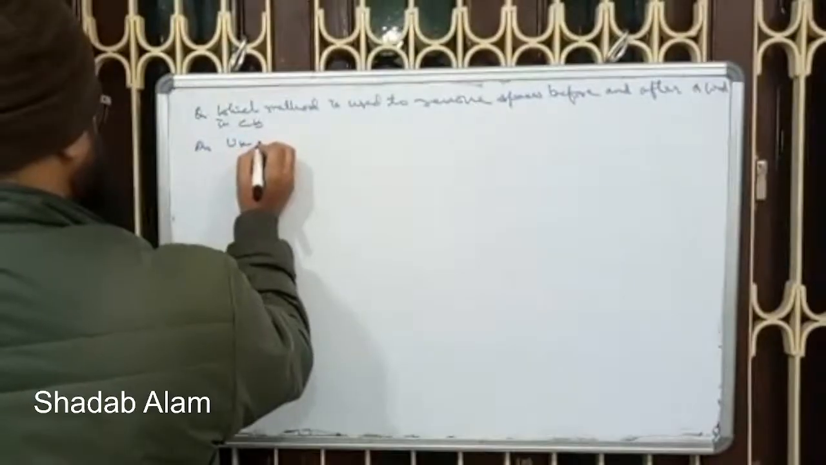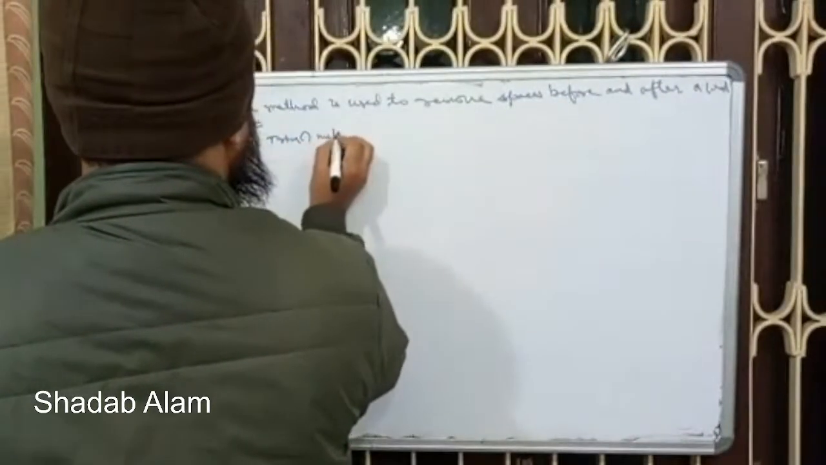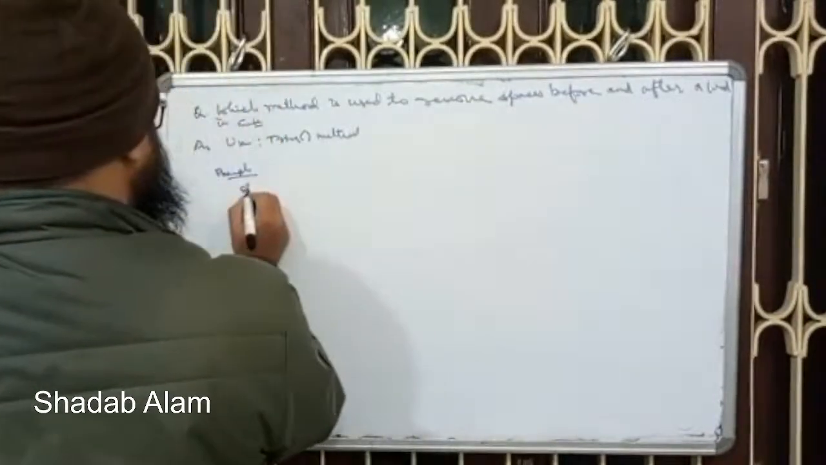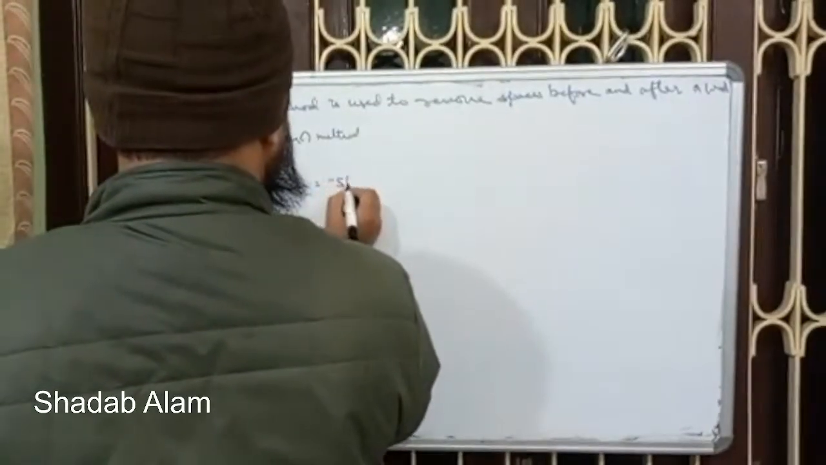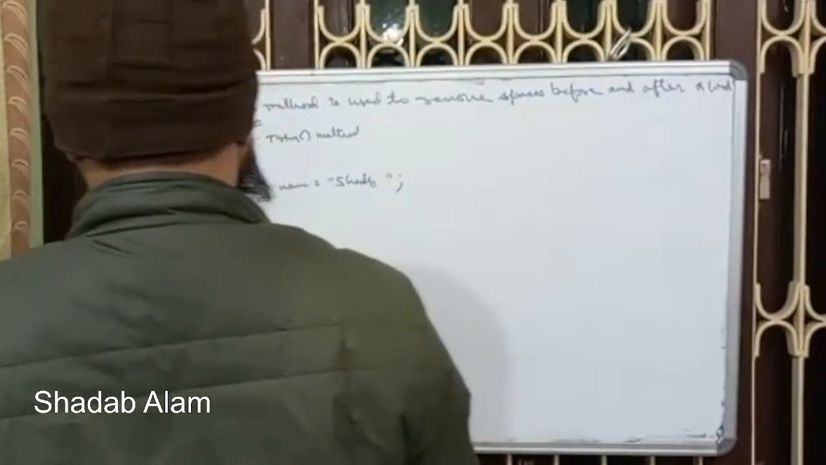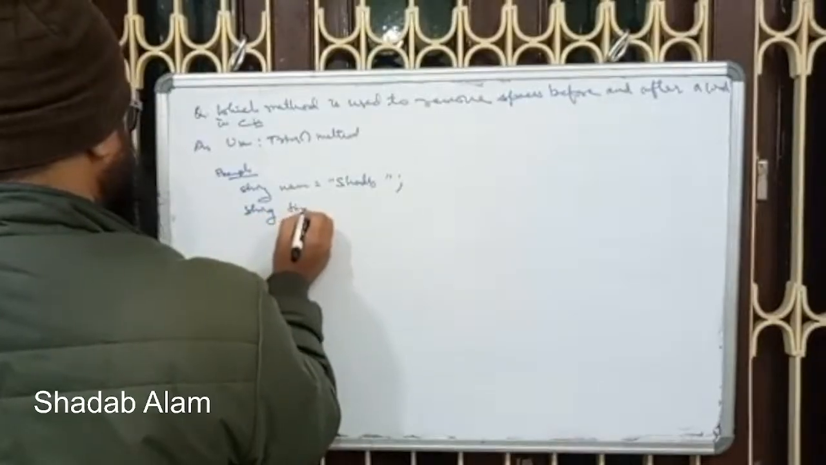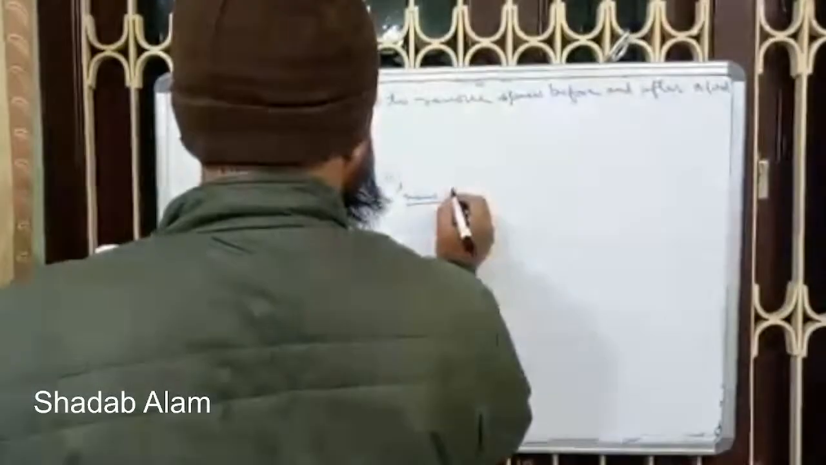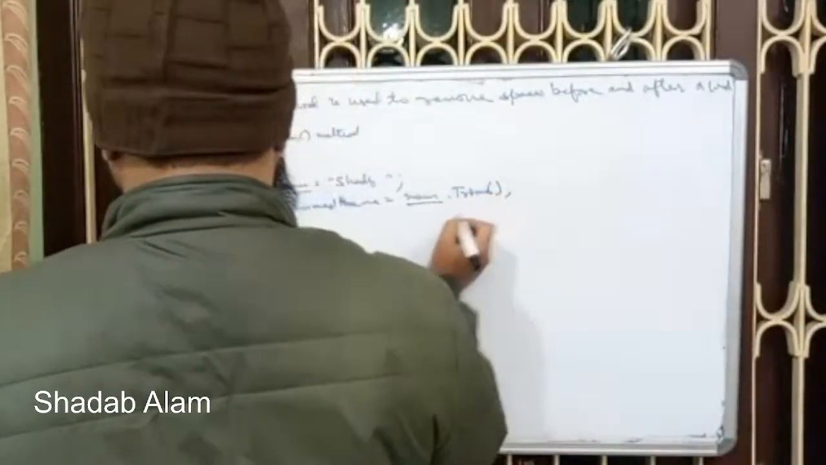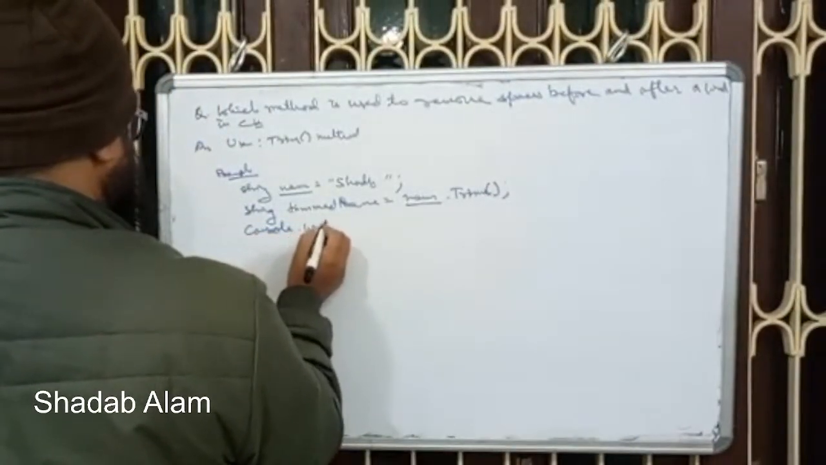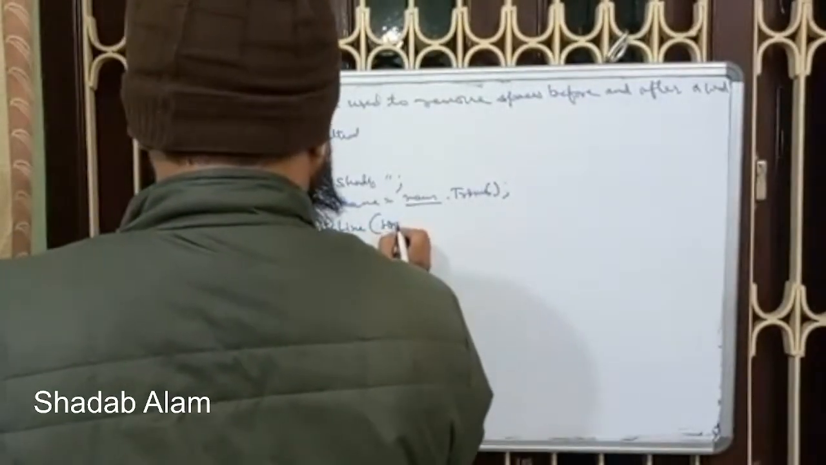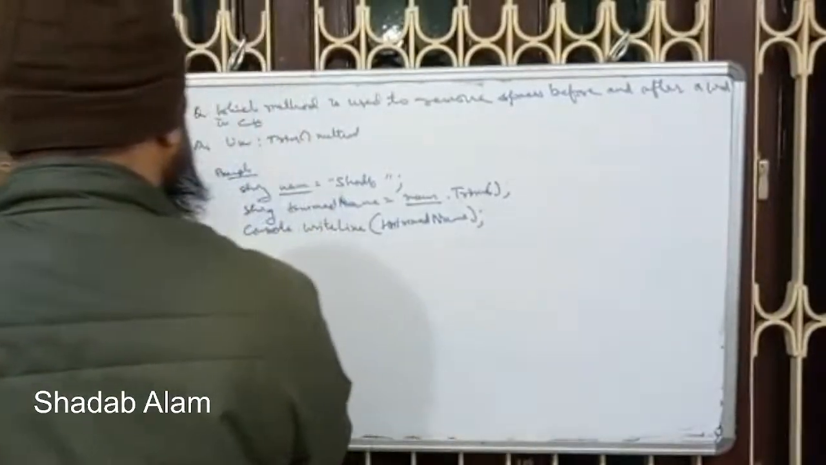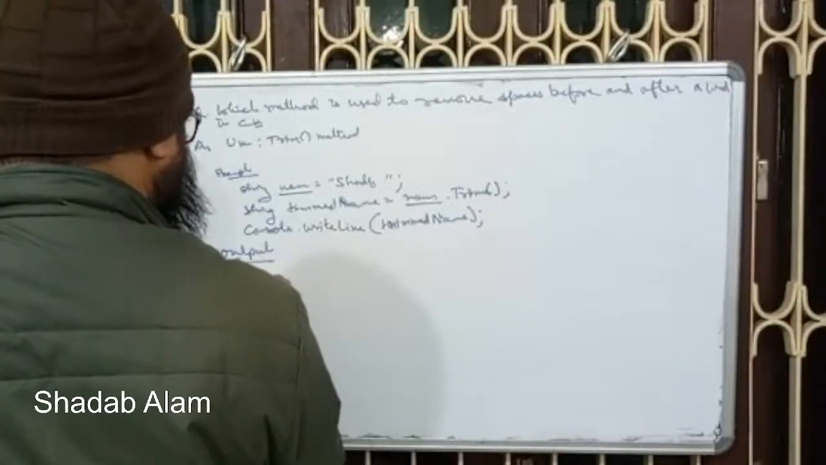Answer: use the string method Trim. Example: string name equals Shada with spaces. Then name equals name.Trim. Console.WriteLine print name. The output will be Shada.